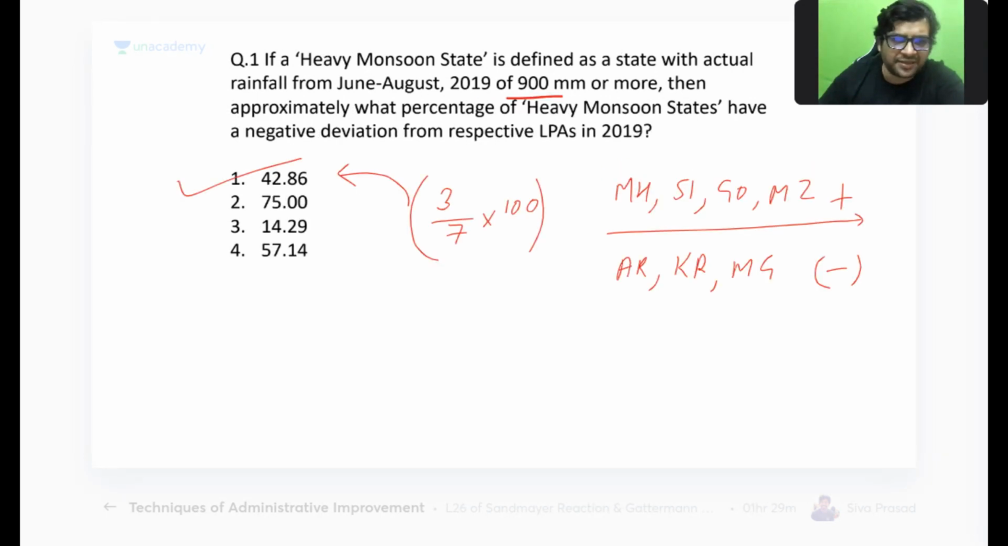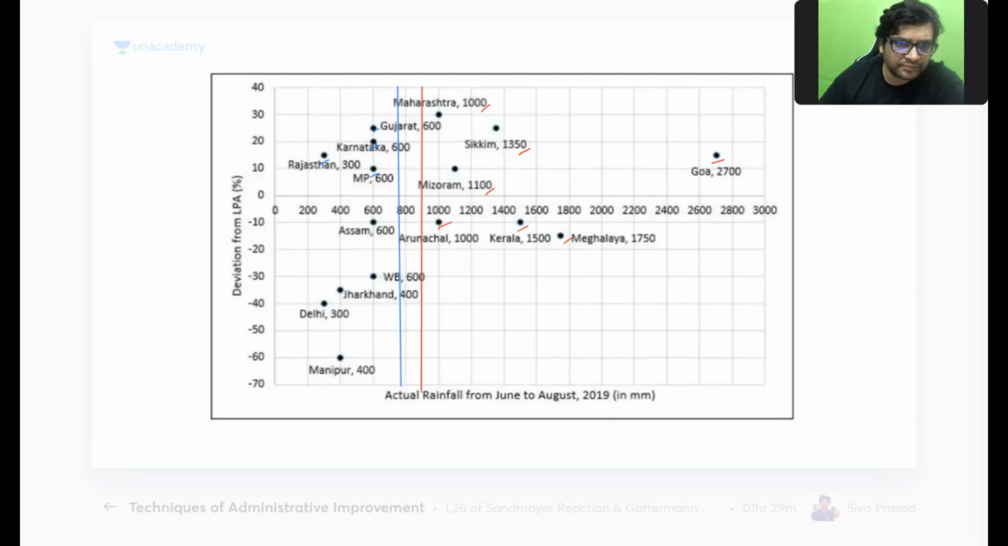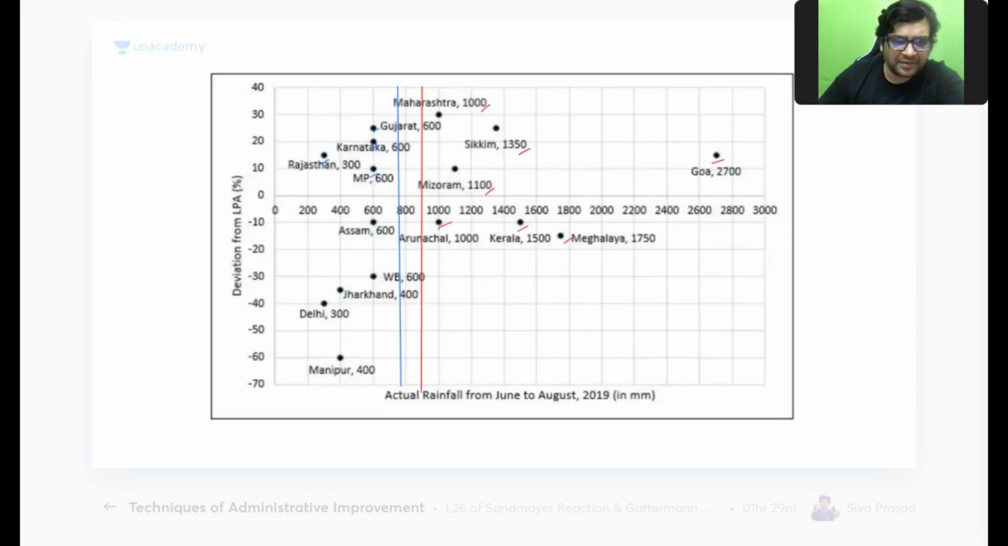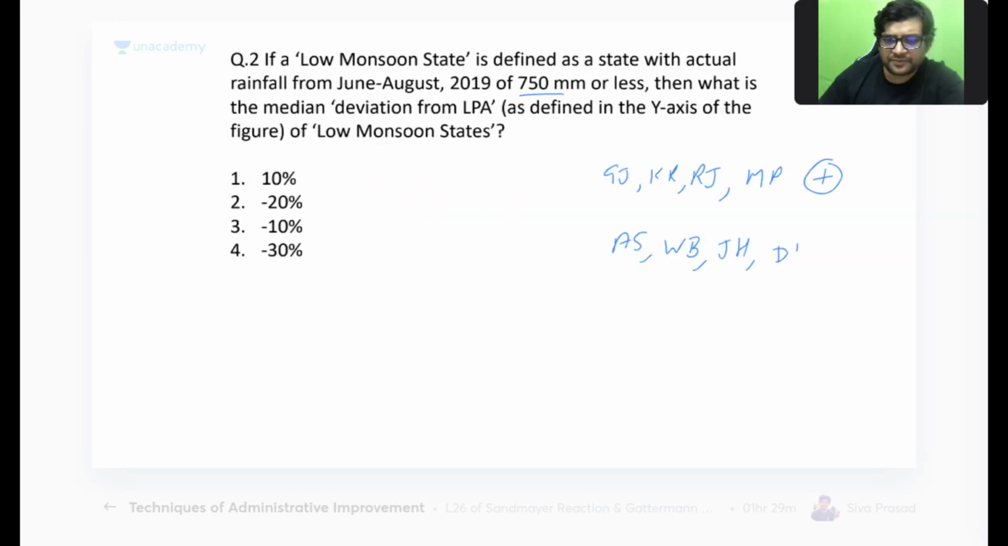These have a positive deviation. Then Assam, West Bengal, Jharkhand, Delhi and Manipur have a negative deviation. Then what is the median deviation from LPA as defined in the y-axis?